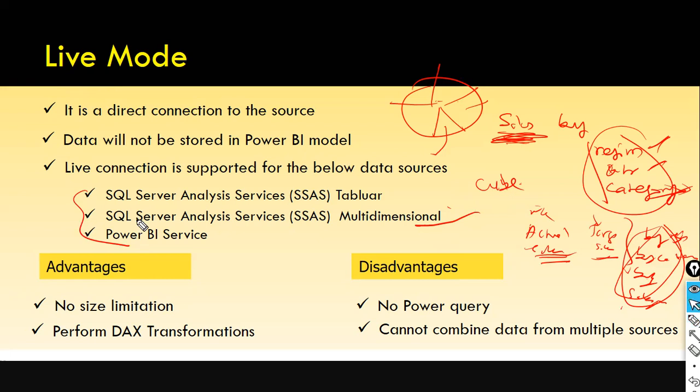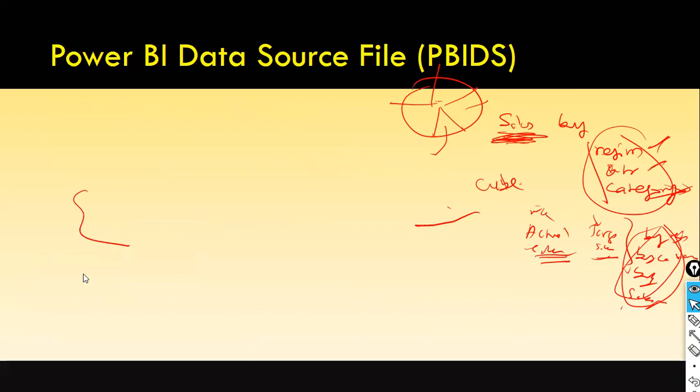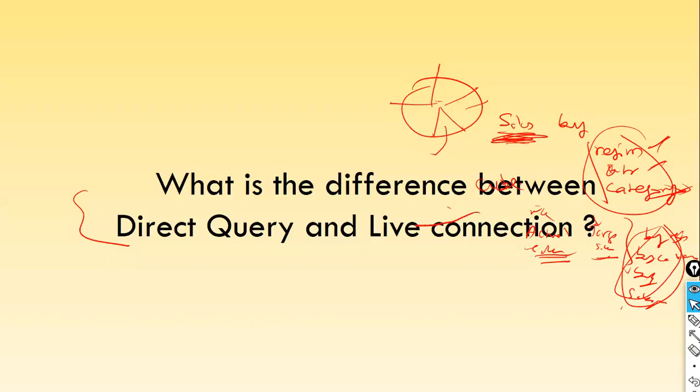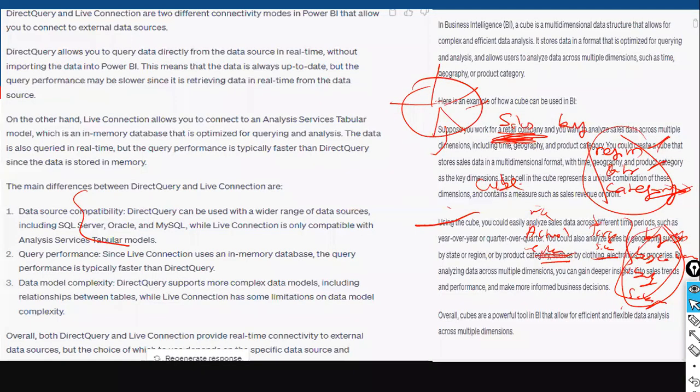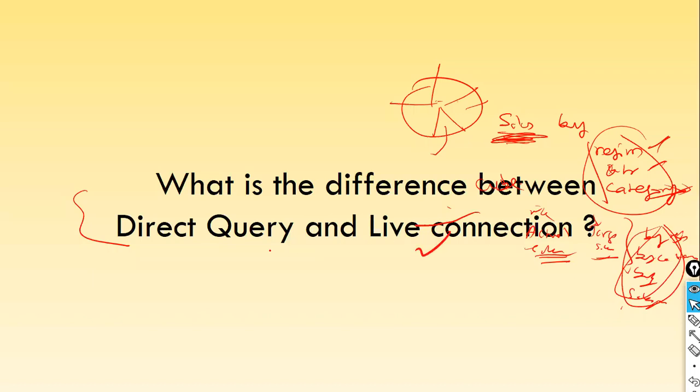That is the difference. The next question is which one is faster, live mode or direct query mode? Which one is faster of these two? What is your understanding? Live is faster. When you compare the live connection mode with direct query, live is faster. Why is it faster? Yes, Pooja, you're correct. But why is live faster? In the interview, they'll ask you this.